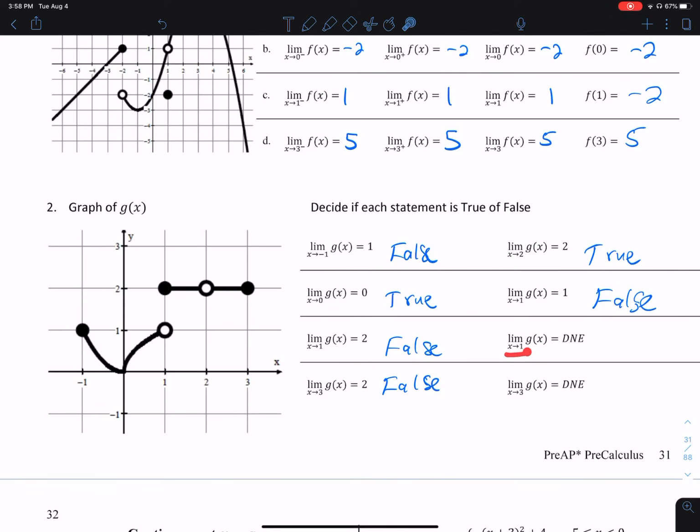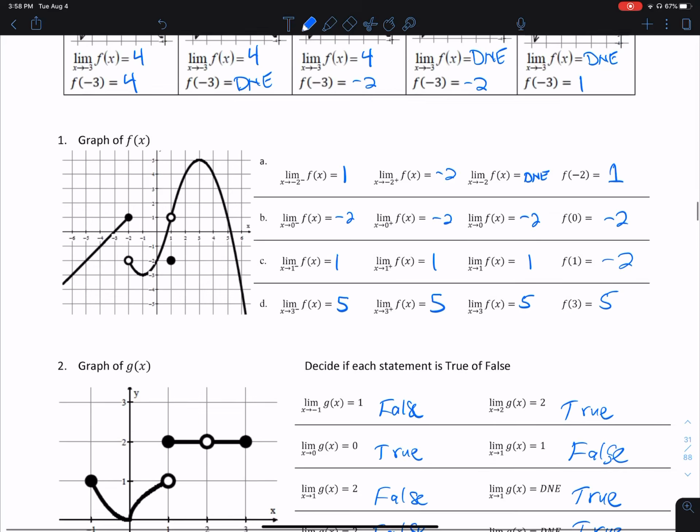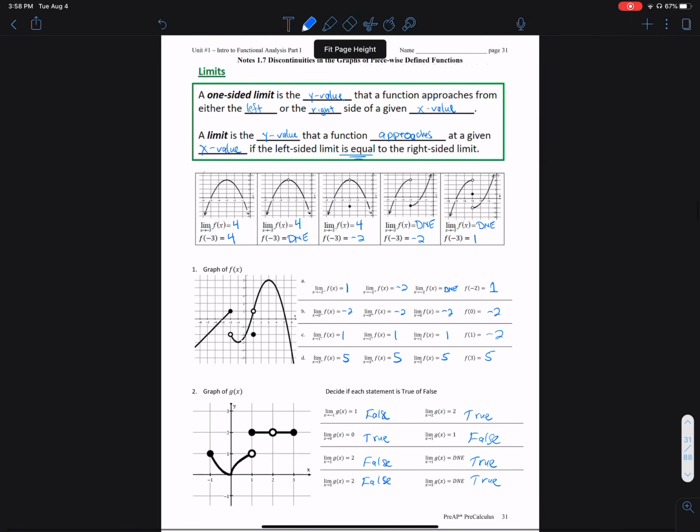The limit of g of x as x approaches 1 doesn't exist. I agree with that. If you approach from the left, it's 1. If you approach from the right, it's 2. They're different things, therefore it doesn't exist. That's true. The limit of g of x as x approaches 3 does not exist. Also agree with that. If you approach from the left, it's 2. If you approach from the right, you can't. There's no graph, so that limit does not exist. That's part 1 of the notes, and that's just defining what a limit is and looking at limit notation.